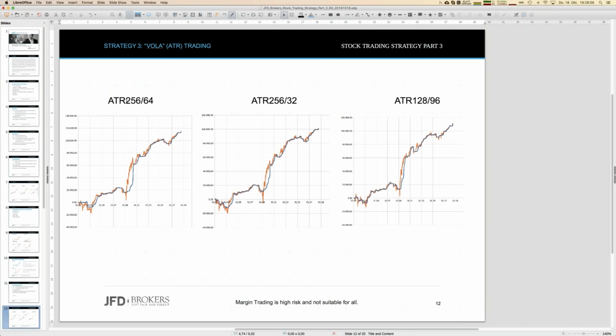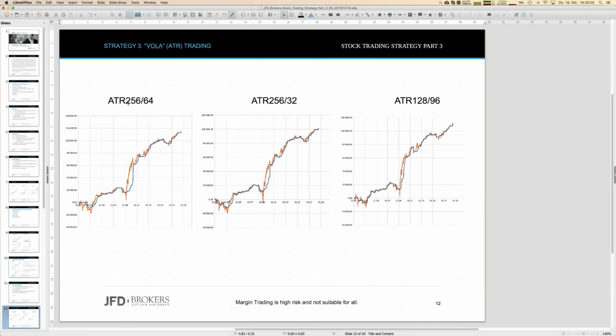And the nomenclature here is quite simple. If that picture is labeled with ATR 256 slash 64, it means the fast one is the 64 and the slow one is the 256. So those two ATR periods, and what has been traded, once again, the complete portfolio, and you see equity and balance in red and in blue.